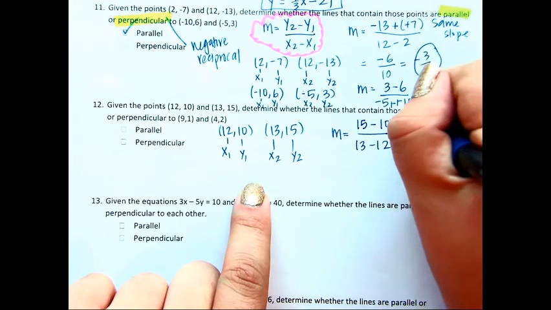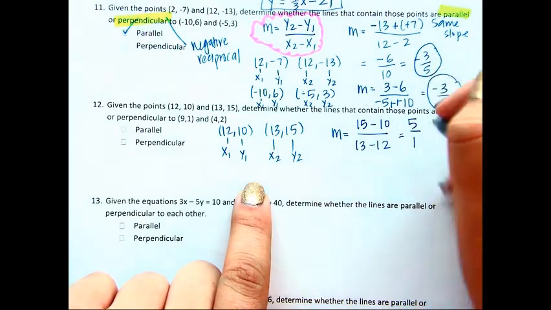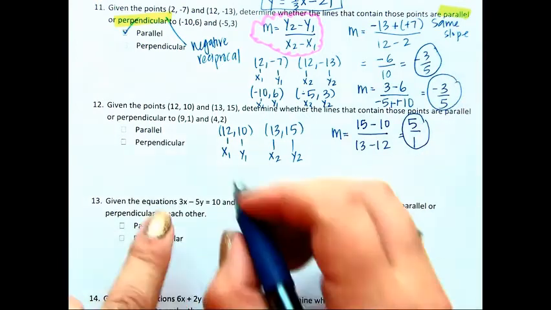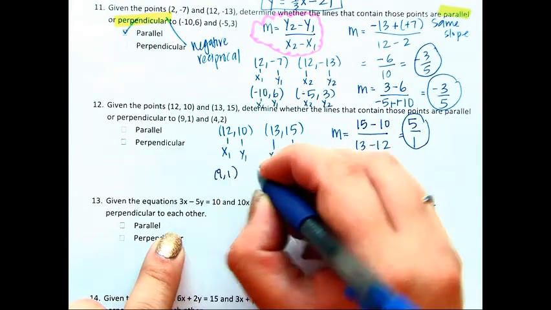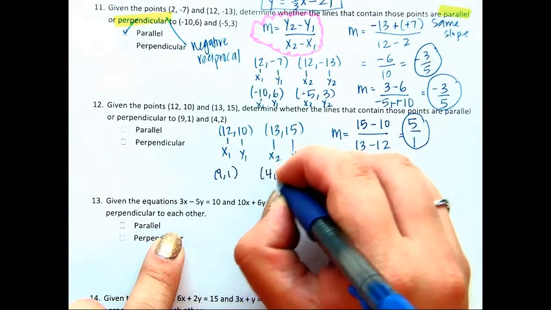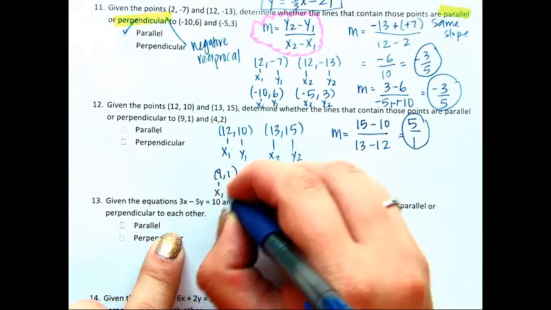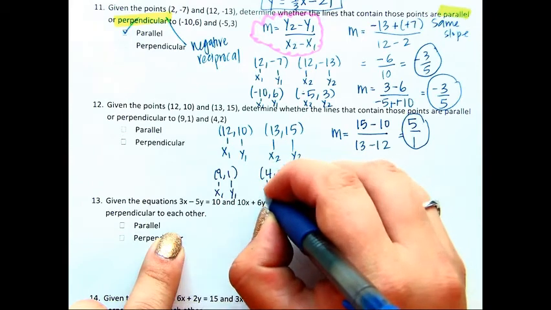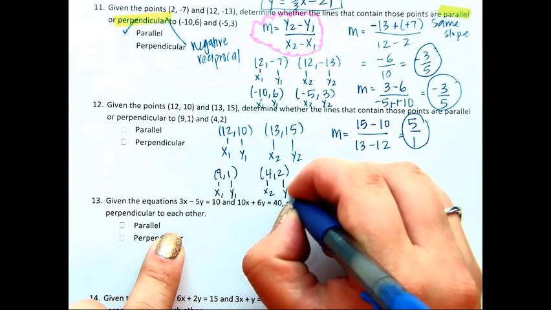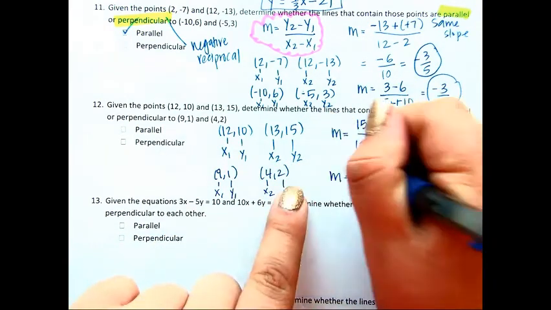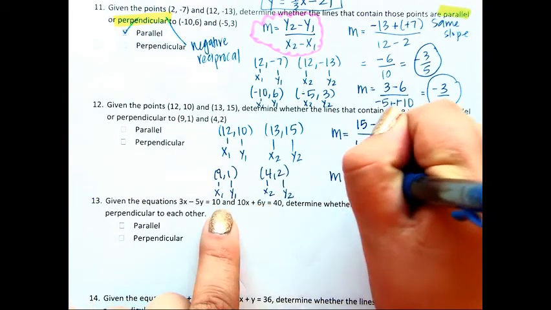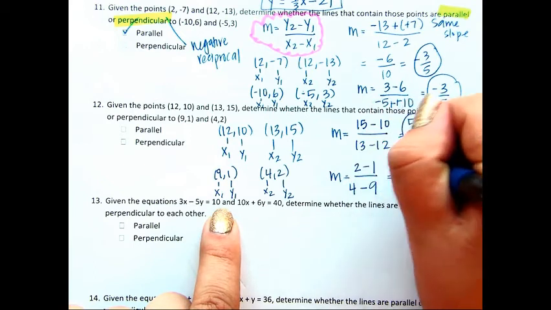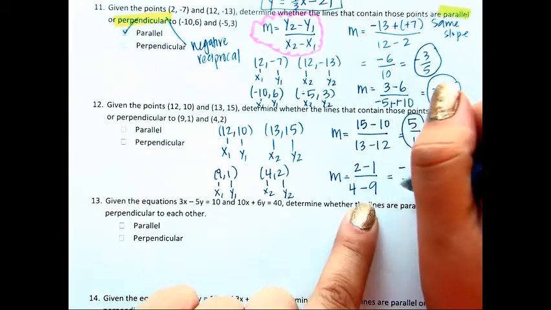15 minus 10 is 5, so we get 5 over 1 here. That's my slope. And I'm going to compare it to 9, 1, and 4, 2. So this is x1, y1, x2, y2, plug in. So 2 minus 1 divided by 4 minus 9. This gives us negative 1 divided by negative 5.